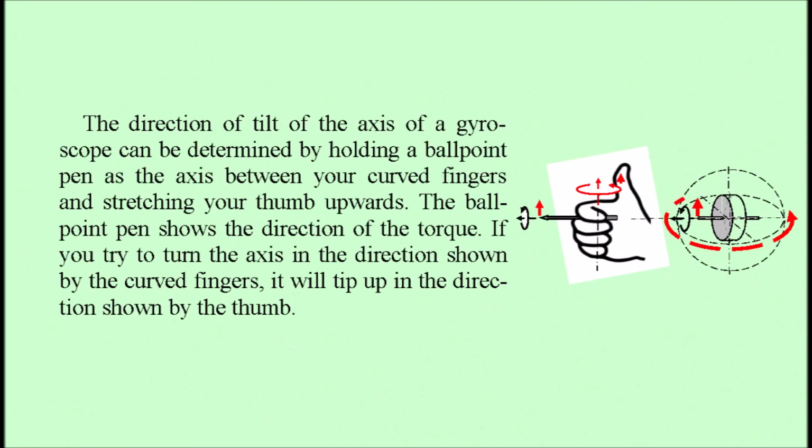The direction of tilt of the axis of a gyroscope can be determined by holding a ballpoint pen as the axis between your curved fingers and stretching your thumb upwards. The ballpoint pen shows the direction of the torque. If you try to turn the axis in the direction shown by the curved fingers, it will tip up in the direction shown by the thumb.